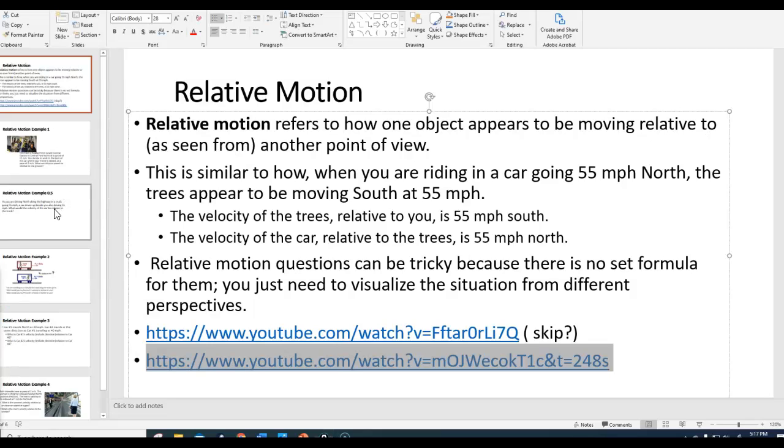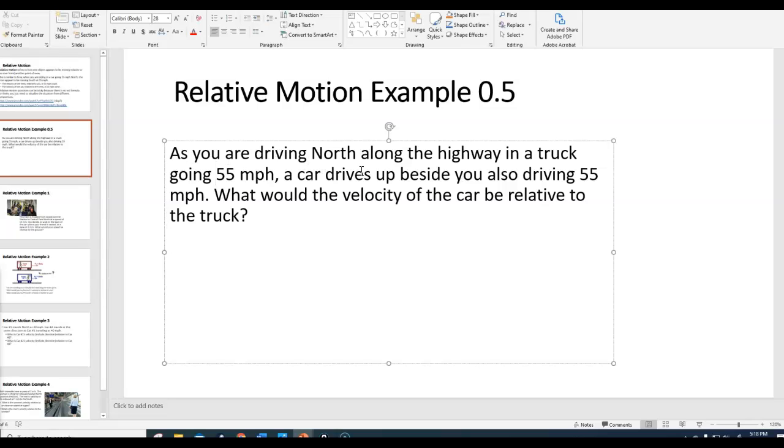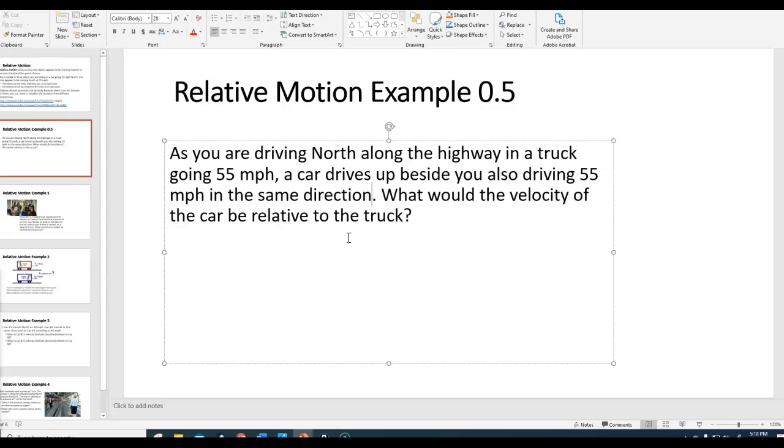Okay, so let's start with example 0.5. As you're driving north along the highway in a truck going 55 miles per hour, a car drives up beside you, also driving 55 miles per hour in the same direction. In other words, the car has matched the velocity of the truck. In fact, if you stuck your hand out of the truck, you could high-five the driver of the car.